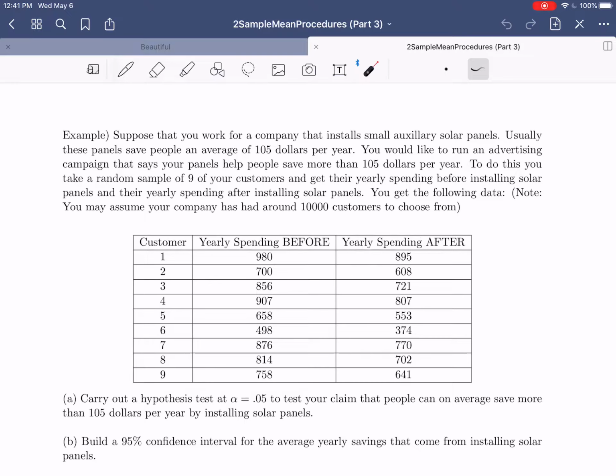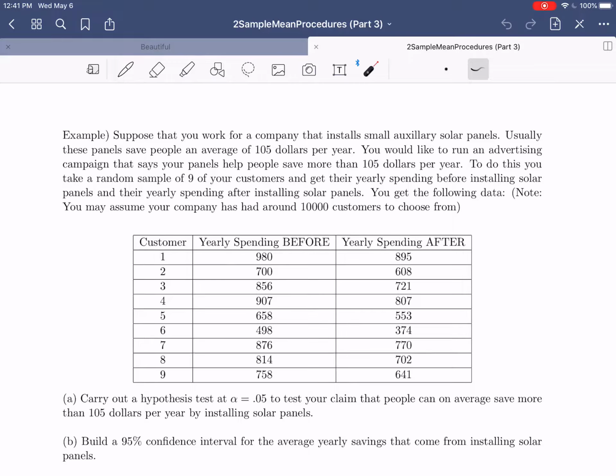So for this example, we're going to suppose that you work for a company that installs small auxiliary solar panels. And usually these panels save people an average of $105 per year. What you would like to do, though, is run an advertising campaign that says your panels help people save more than $105 per year.